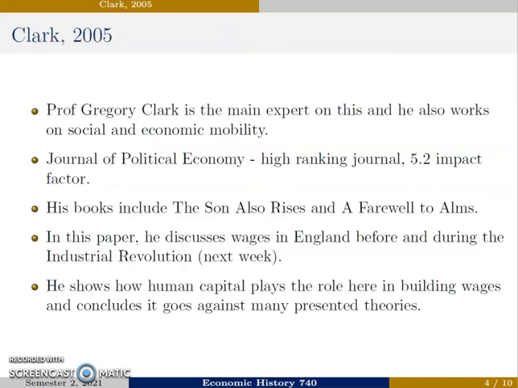So the first article is by Professor Gregory Clark. He is one of the main experts on this, and he does a lot of work on social and economic mobility. There was a great discussion a couple of years ago where he discusses whether the American dream actually exists. The article that we do in the course is published in the Journal of Political Economy. It is a very high-ranking economics journal. It has a 5.2 impact factor.